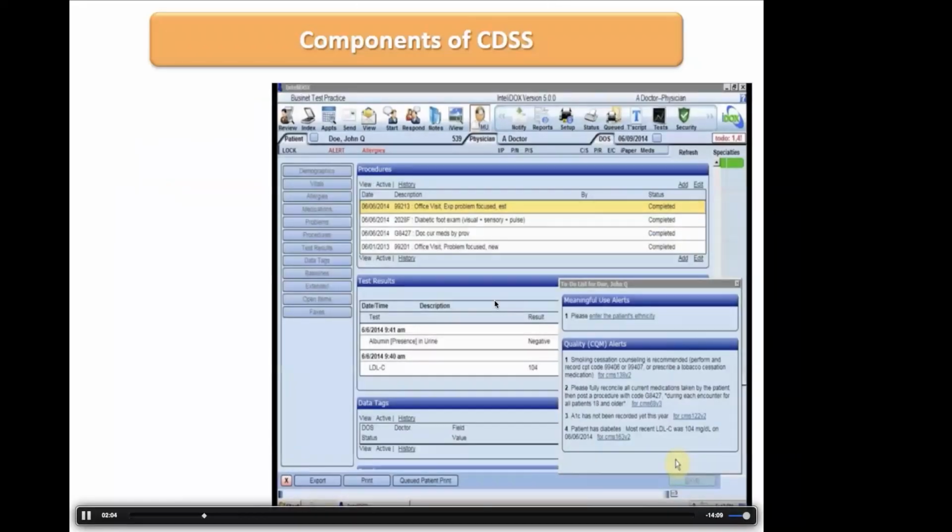A clinical decision support system includes a set of knowledge-based tools that can be fully integrated with the clinical data embedded in the electronic health record.